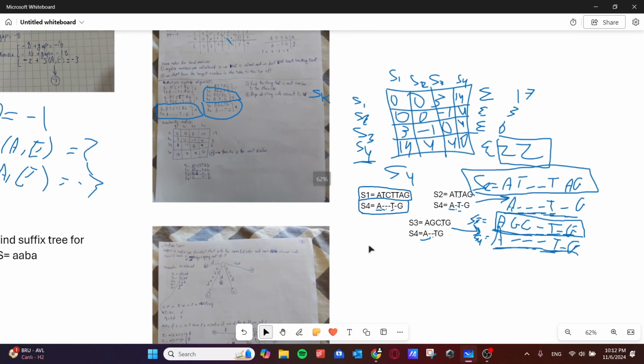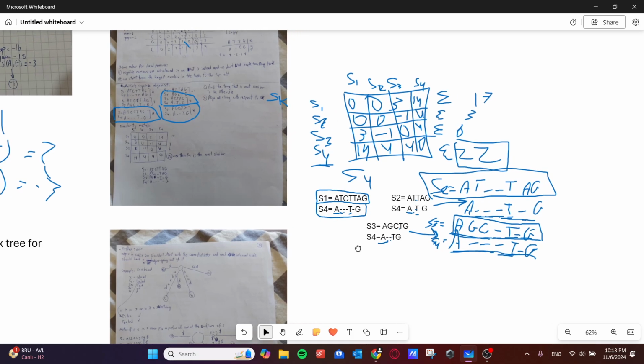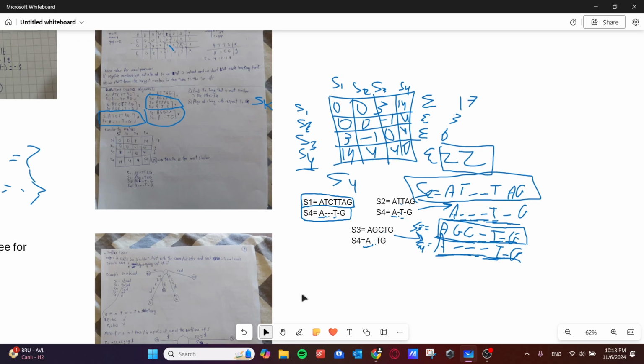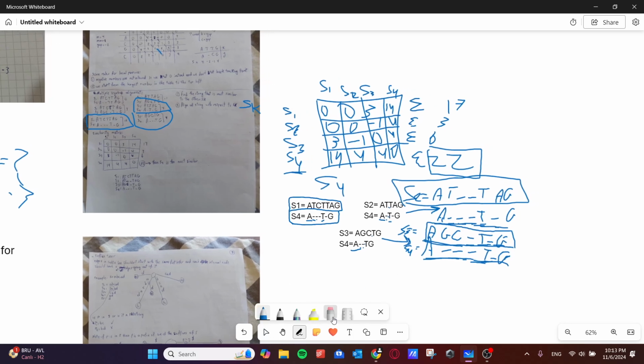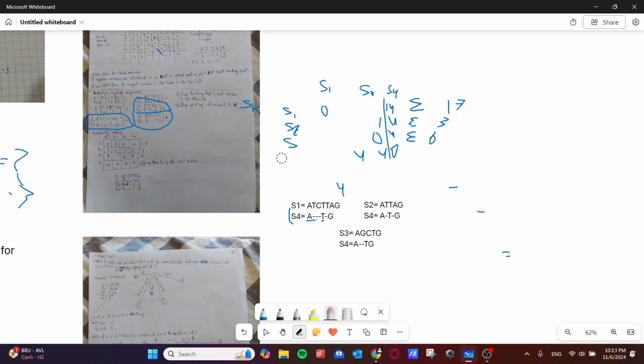So that's it for the multiple sequence alignment. I hope it's clear. I've tried my best, but it is what it is. Delete this.